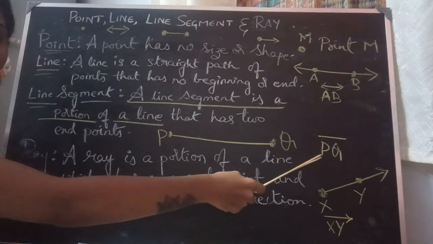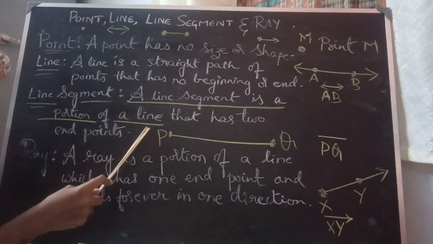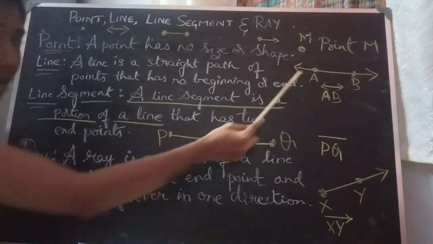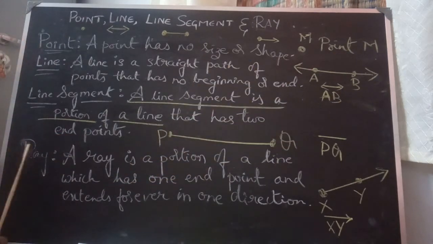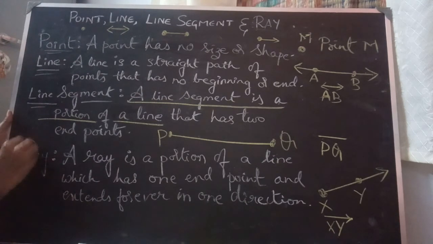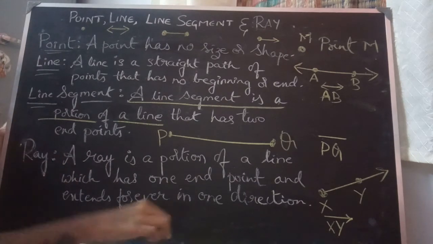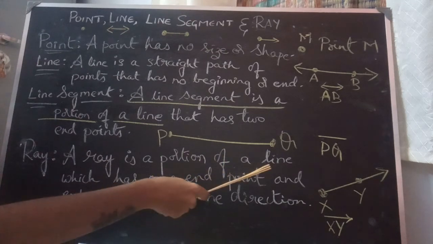What is PQ here? PQ is a line segment. And what is a line segment? A line segment is a portion of a line. Here is a line, and a line segment is a portion of it. Okay, so next we'll see ray. What is a ray? A ray is a portion of a line.